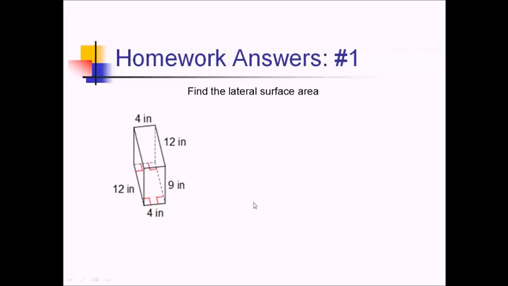For number 1, we want the lateral surface area of this rectangular prism. So we need the rectangular prism lateral surface area formula, which is 2 times height times width plus 2 times length times width. So let's see, we have a height of 9 and a width of 12, so we have 2 times 9 times 12 plus 2 times 4 times the height of 9.